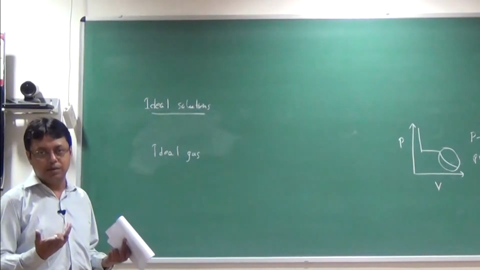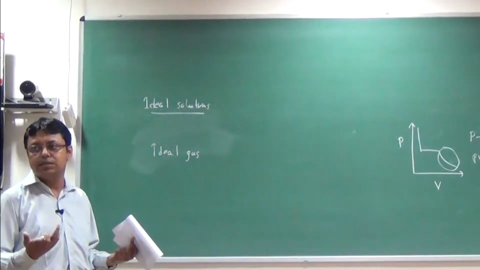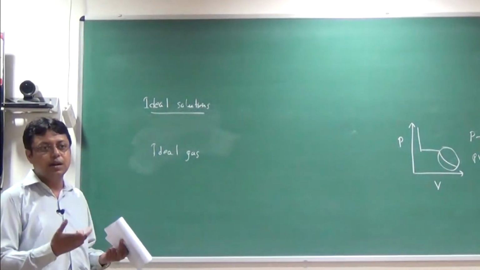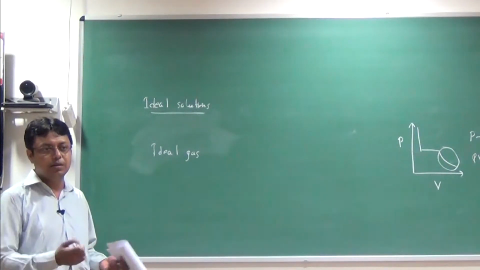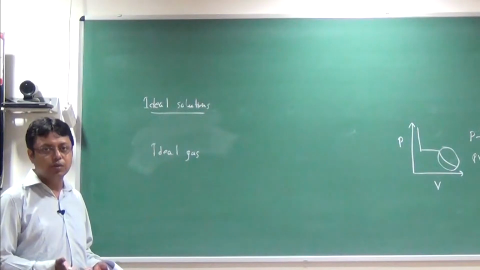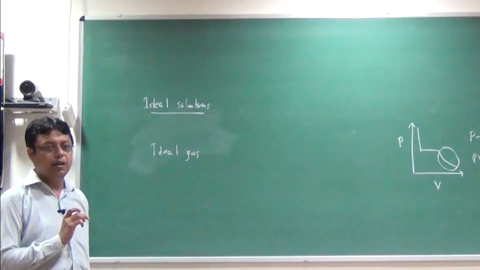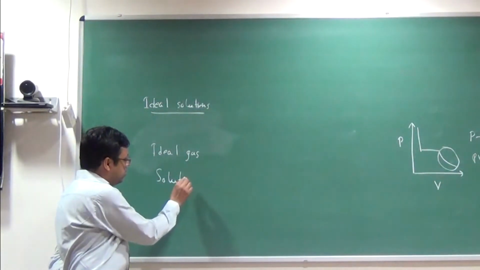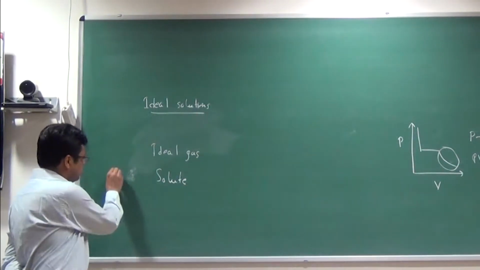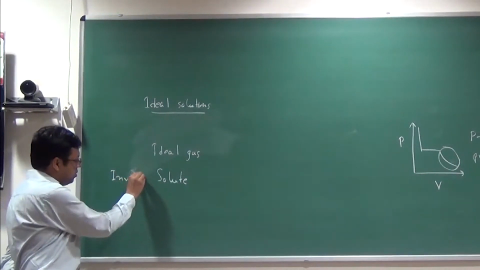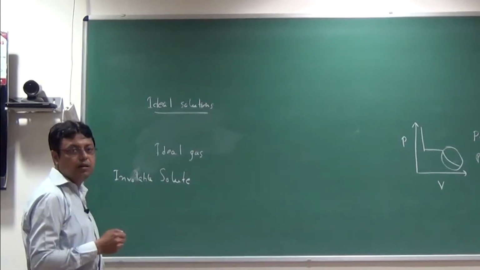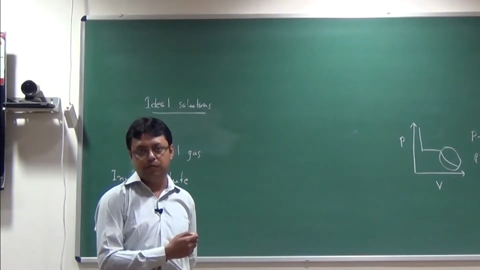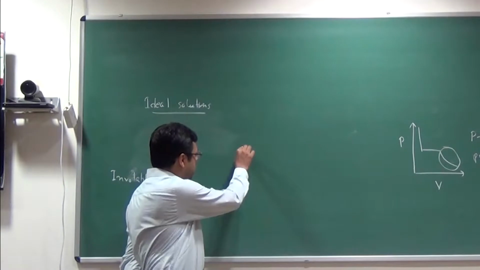Now, this solvent and solute distinction is comparative, or it's your perspective, in the sense that the amount which is in large excess is the solvent, and that which is in small amount, dissolved in that solvent, we call the solute. For the time being, let's assume that this solute is involatile, in the sense that if I keep it in a container, only the solvent will appear in the vapor phase.